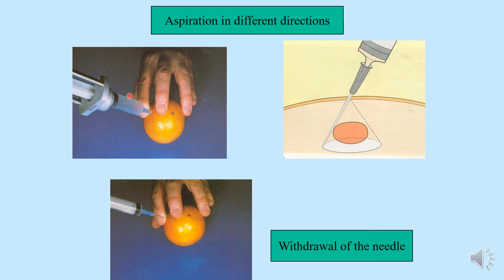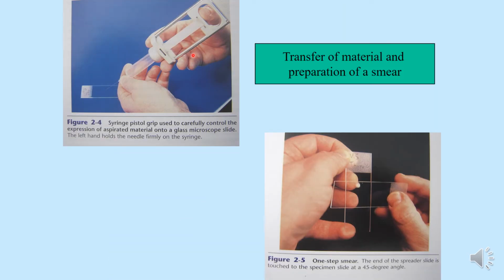Okay, so once you apply negative pressure, you swiftly move the syringe inside the lesion, and then you bring the plunger back, and then you take out the needle from the lesion. Step after that is you disengage the needle. All right, you fill air into the syringe. All right, and then force the content out onto a glass slide.